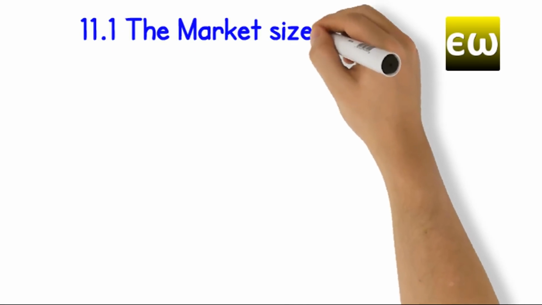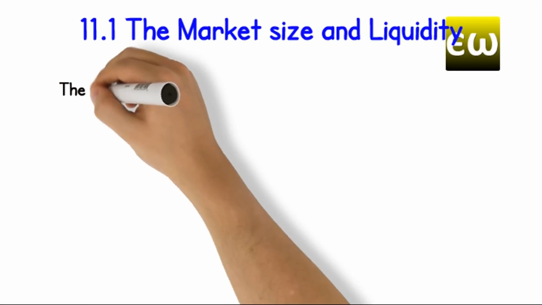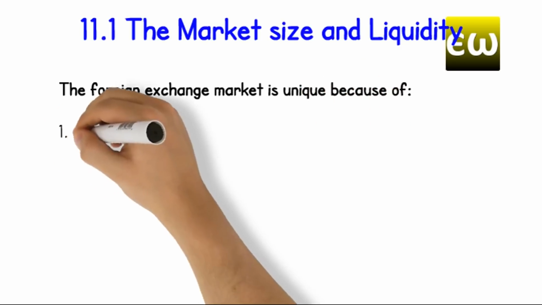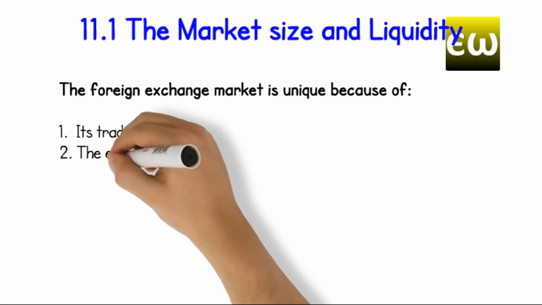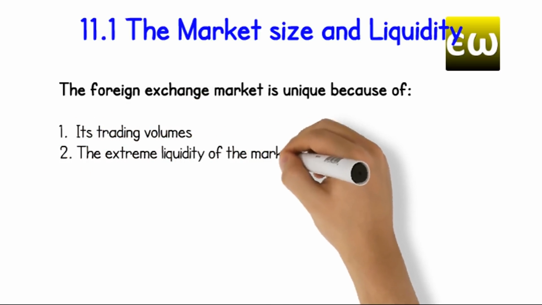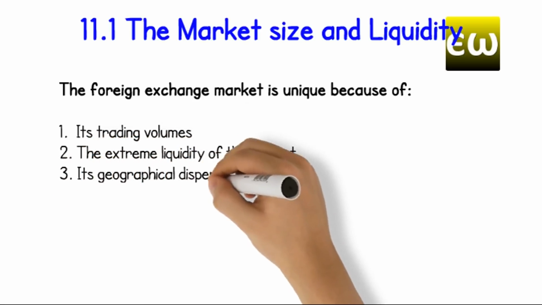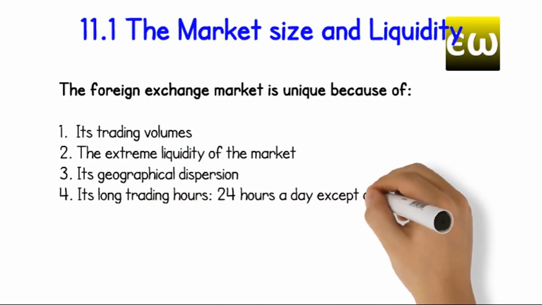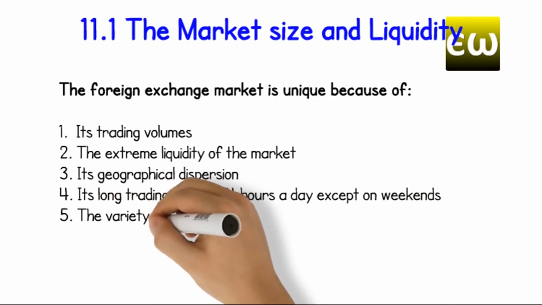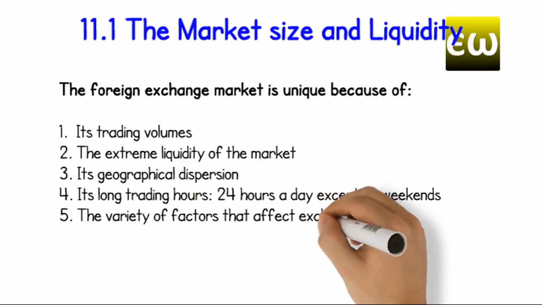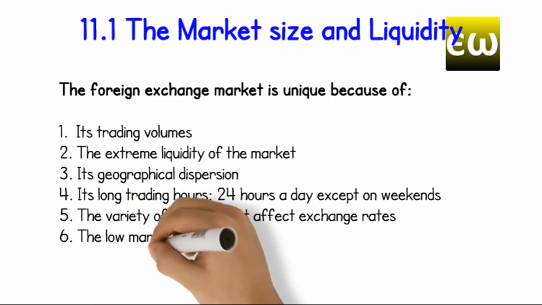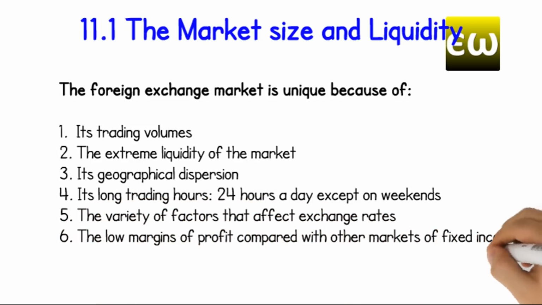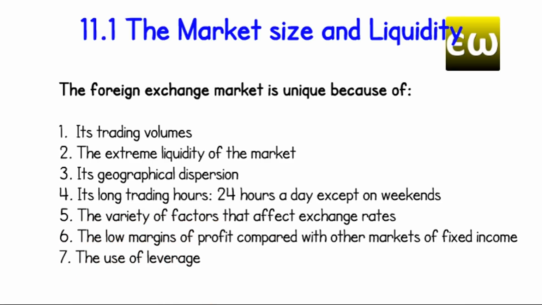The market size and liquidity. The foreign exchange market is unique because of 1. Its trading volumes. 2. The extreme liquidity of the market. 3. Its geographical dispersion. 4. Its long trading hours, 24 hours a day except on weekends. 5. The variety of factors that affect exchange rates. 6. The low margins of profit compared with other markets of fixed income. 7. The use of leverage.